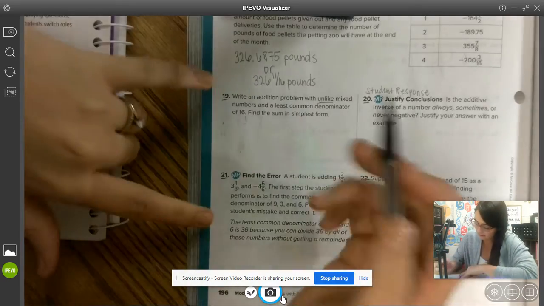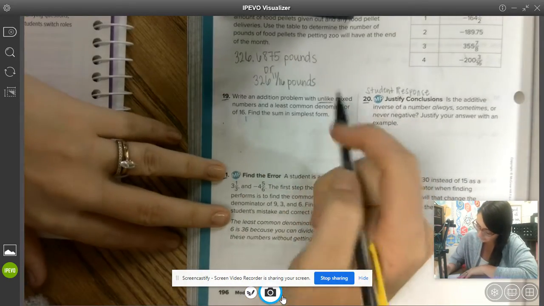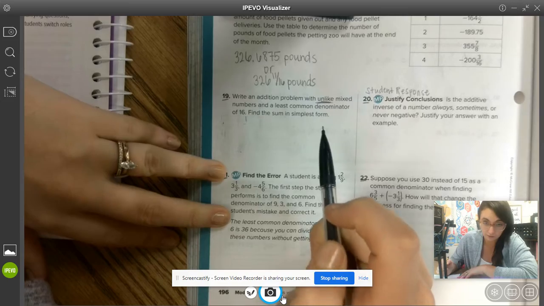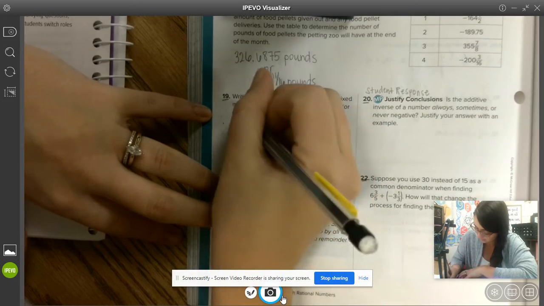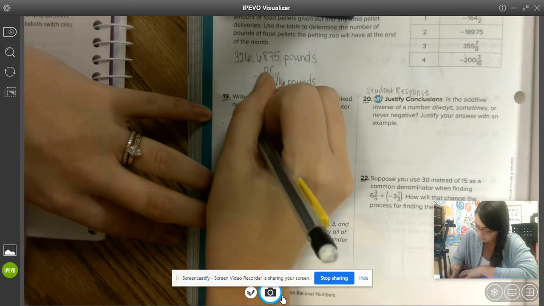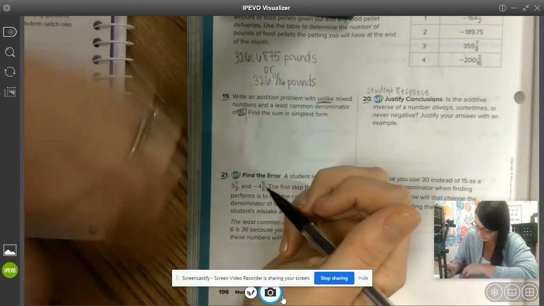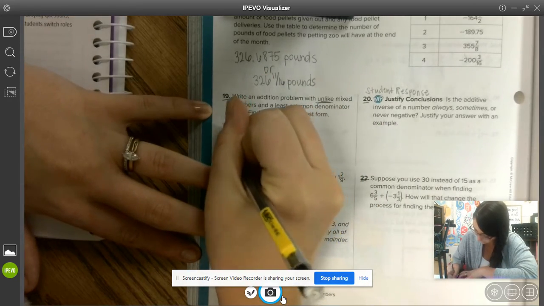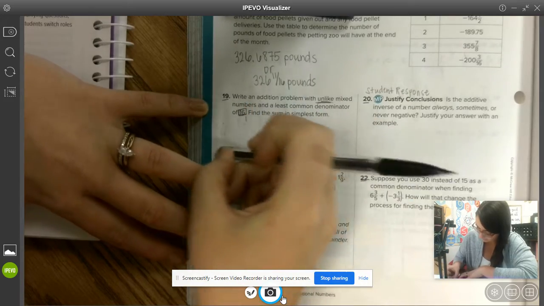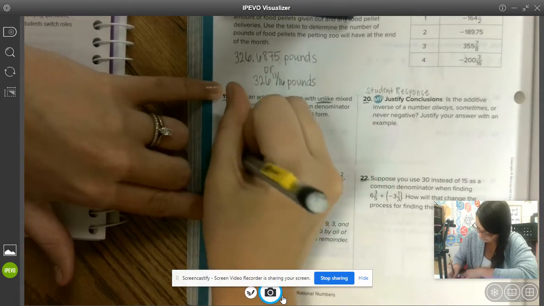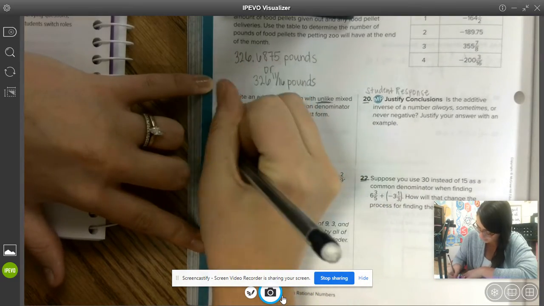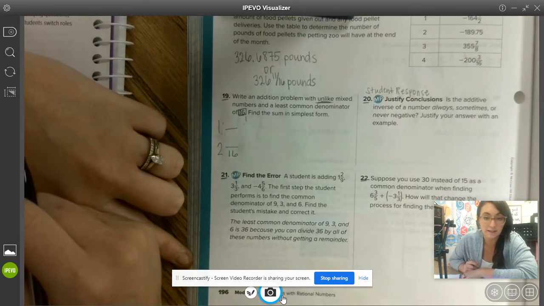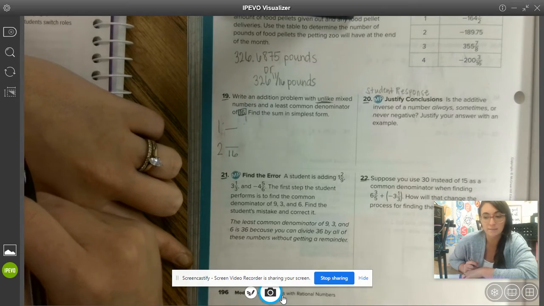All right, number 19: write an addition problem with unlike, that means different, mixed numbers and a least common denominator of 16. Well then, let's do this. Not 8, sorry. Go ahead and make my fraction part of my mixed number. We'll say 1 and 2. And yours is not going to look exactly like mine. I'm making these up as I go.